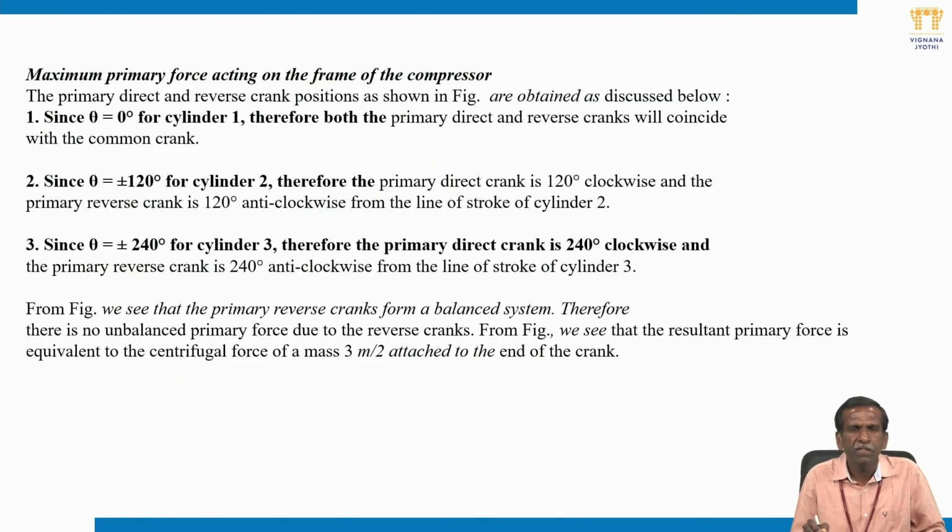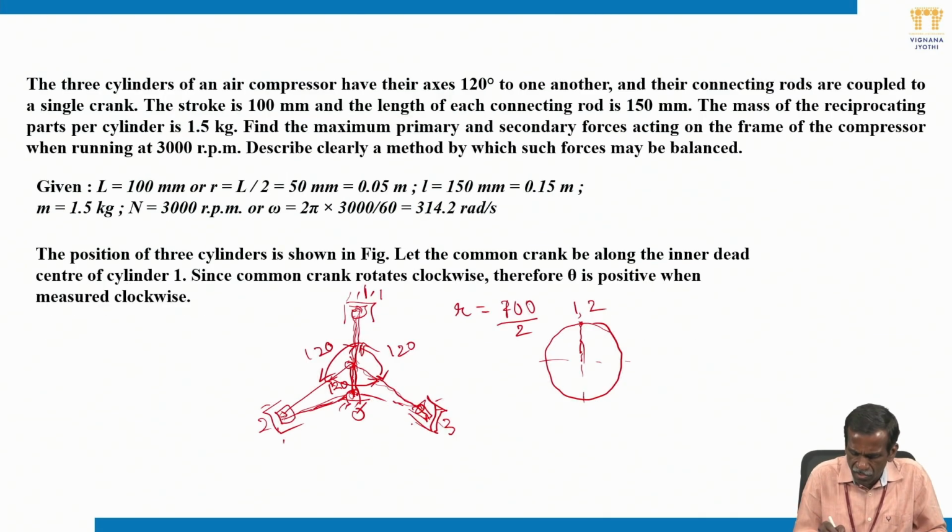Now coming to the third cylinder, it is 240 from its position clockwise. I am talking about the primary crank. The reverse crank I will come to at that point. This is 240, because this is 120, 120, 240. So the primary cranks of all cylinders must be in these positions.